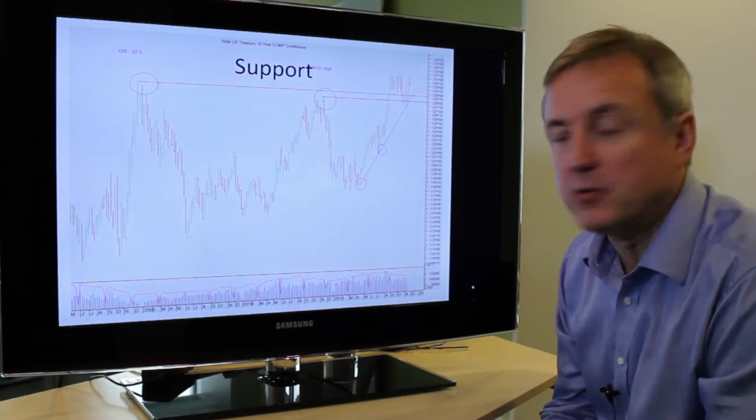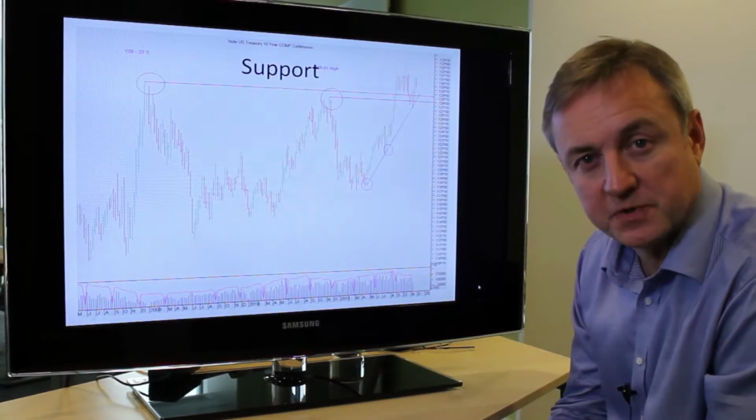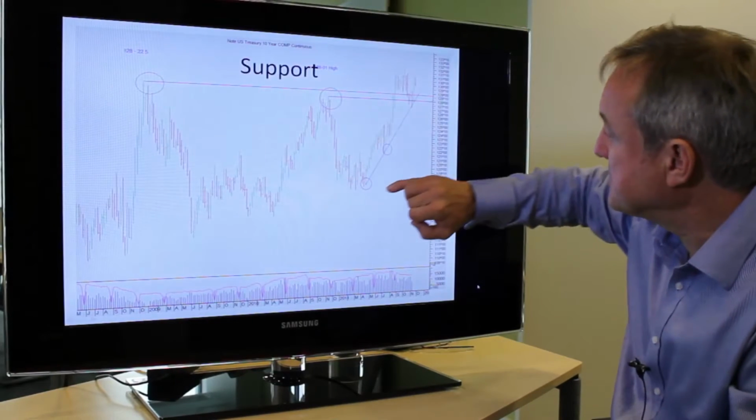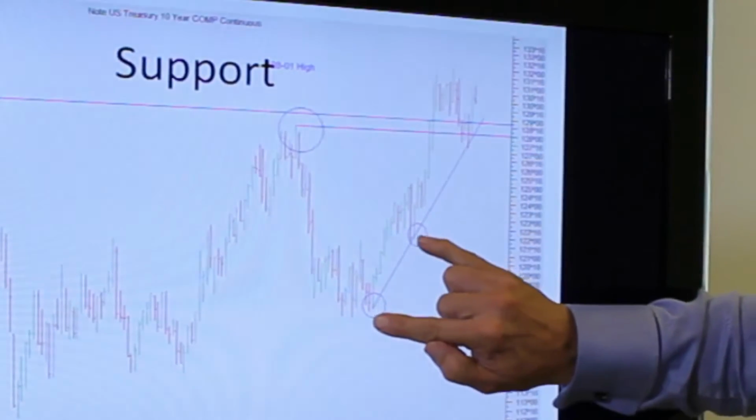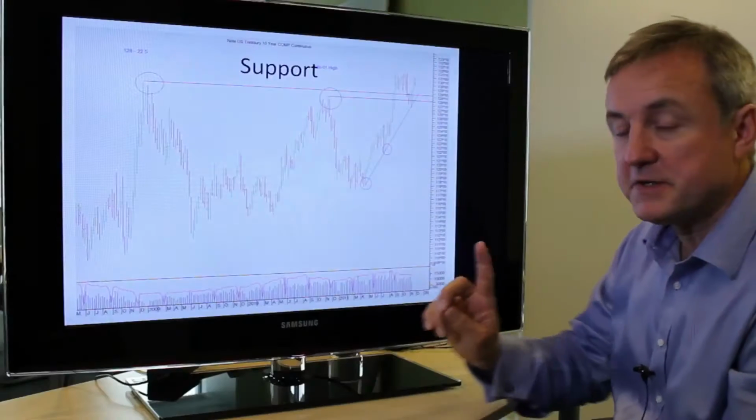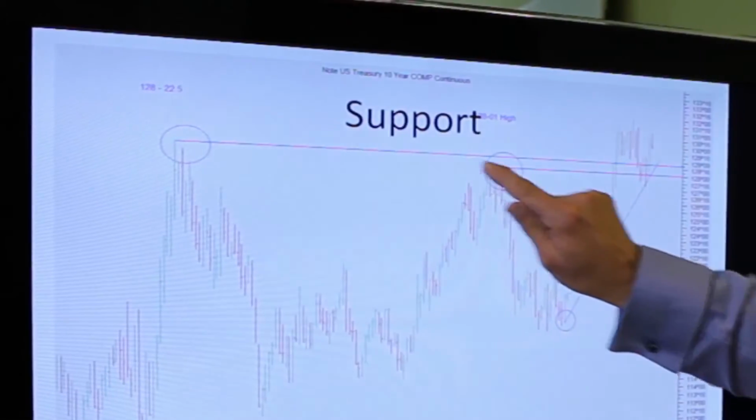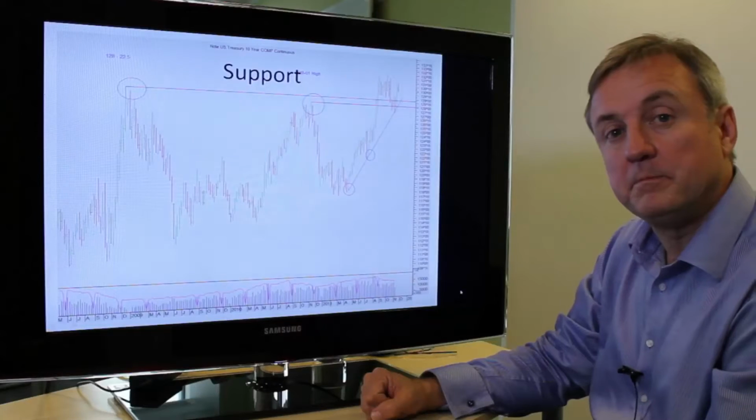This is an example of support. There are two sorts of support in this graph. There is the support we're familiar with, which is the bull trend support drawn by the diagonal from these two lows. But there's also another sort of support, which is the prior high support.